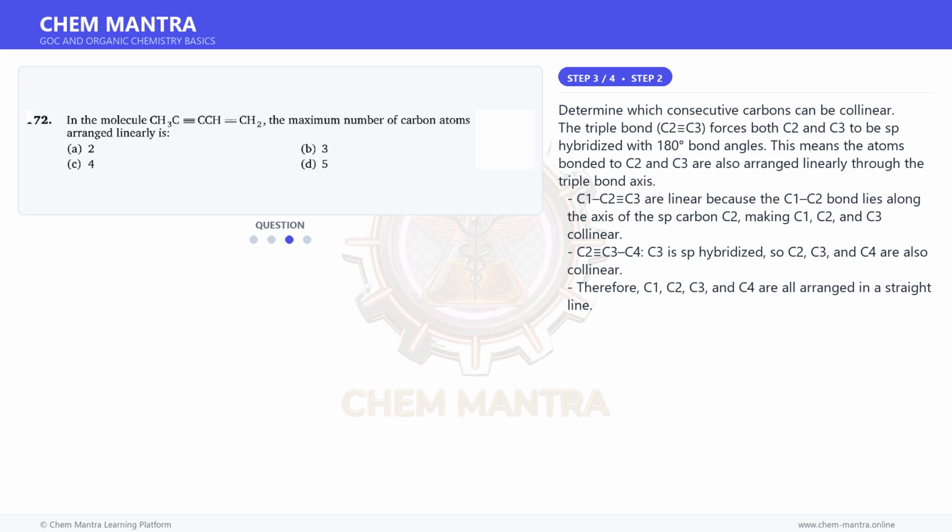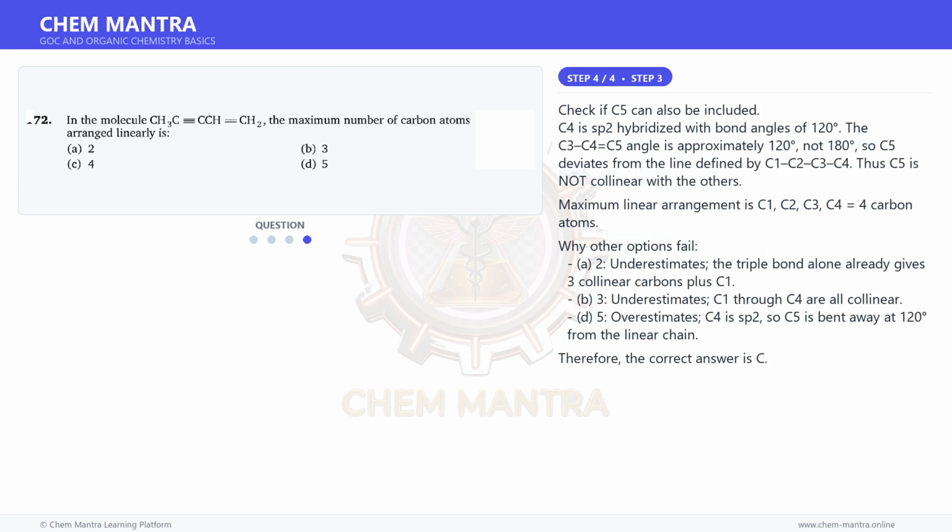C1, C2, C3 are linear because the C1-C2 bond lies along the axis of the sp carbon C2, making C1, C2 and C3 collinear. C2, C3, C4: C3 is sp hybridized, so C2, C3 and C4 are also collinear. Therefore, C1, C2, C3 and C4 are all arranged in a straight line.